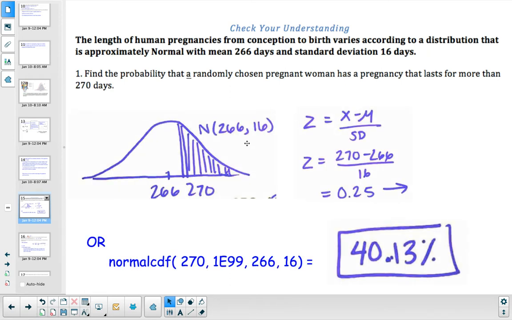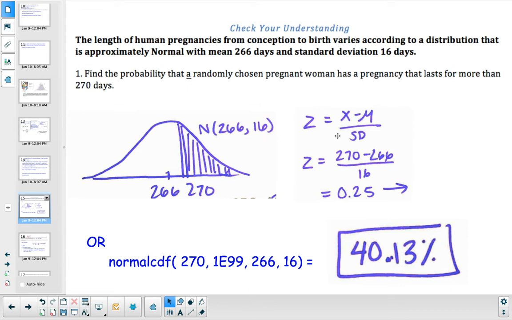It's just a value. So this is actually a chapter 2 problem where you have a normal distribution with a mean of 266, a standard deviation of 16. Make sure you label that with mu and sigma. So it's not mu sub X bar or sigma sub X bar, it's just mu and sigma. That's why distinguishing it is so important.